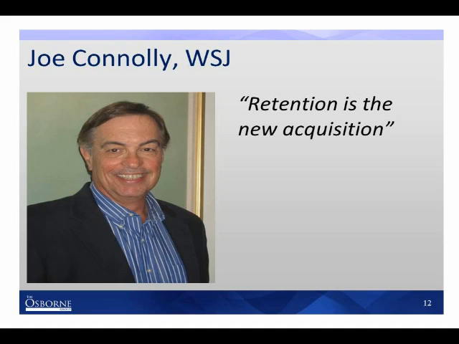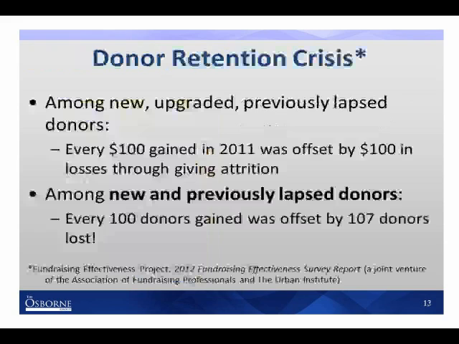You know, Joe Connolly of the Wall Street Journal was quoting some leader, I don't know who. I didn't catch the person's name, so I just give Joe the credit. But what Joe said is that retention is the new acquisition. And we know that that is true. We know that leadership annual giving retention is so important, and we're losing so much money, right? There was that big study that was done in 2012 among new, upgraded, and previously left donors. Every $100 gained in 2011 was offset by $100 in losses through giving attrition. Yikes! And among new and previously left donors, every 100 donors gained was offset by 107 donors lost.